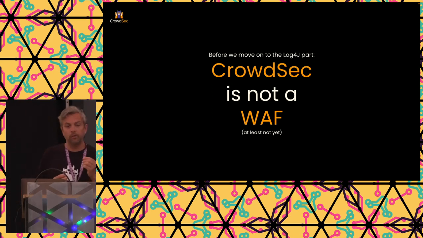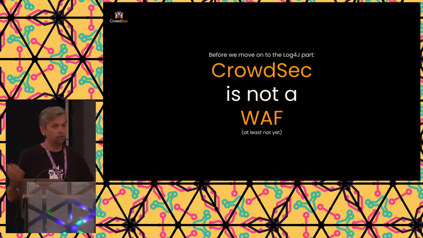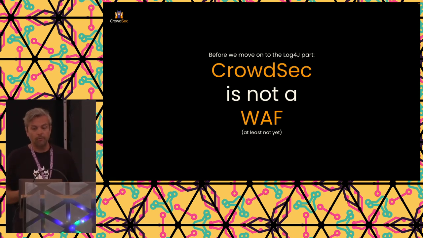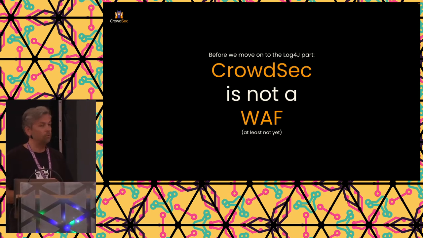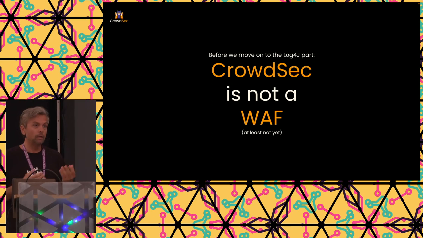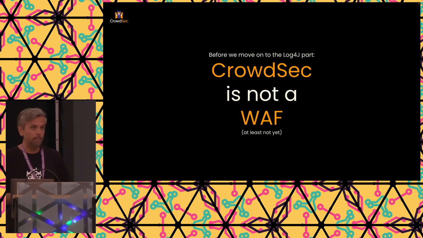Because CrowdSec reads logs, things need to be in the log before they can be blocked. And if it's already in the log and you're vulnerable, then you're already in trouble. So CrowdSec relies very much on this network effect. It relies very much on the community signals. If you're a vulnerable server and you're protecting with CrowdSec, then you hope that the network has detected those IPs, because otherwise you're in trouble.